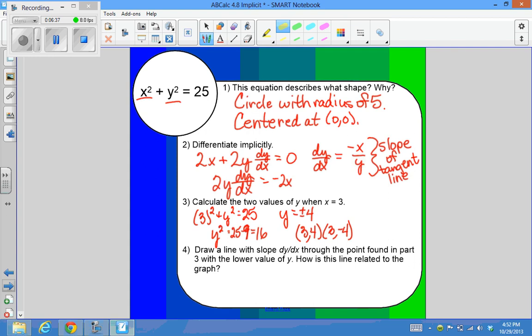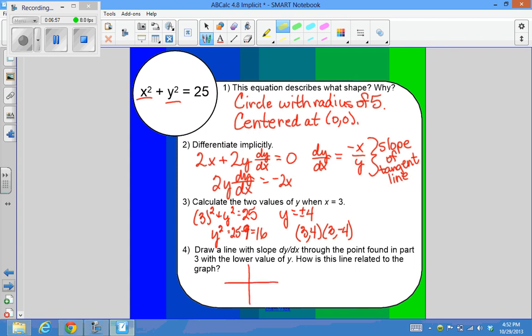We want to draw a line with the slope dy dx through the point found in part 3 with the lower value of y. And then we want to figure out how this line is related to the graph. Well, I've kind of already given that away to you, but let's get down here and get this thing drawn.